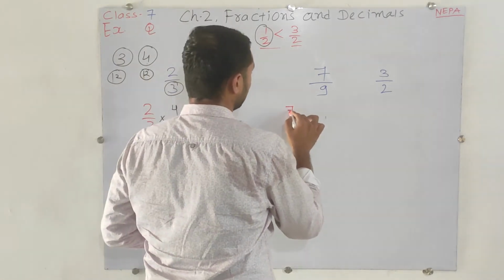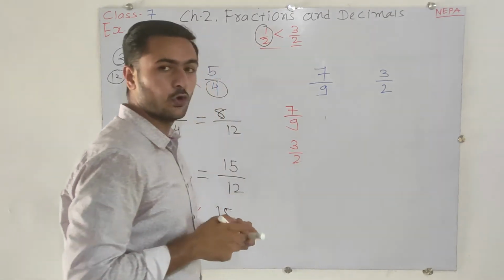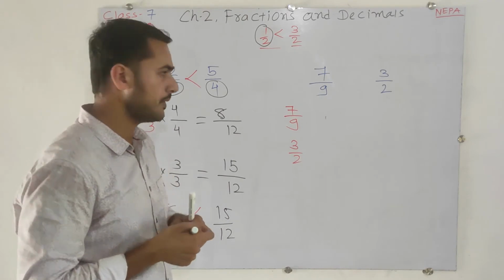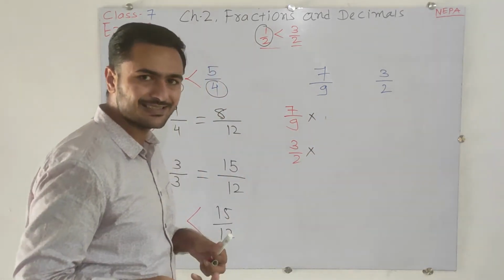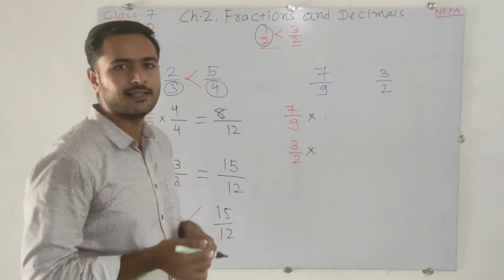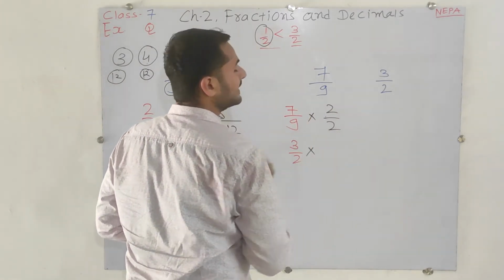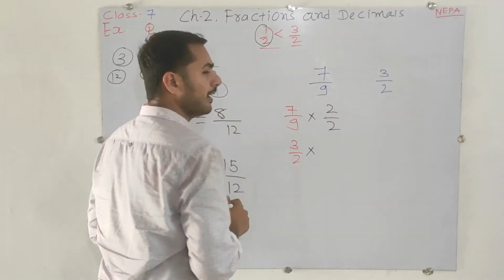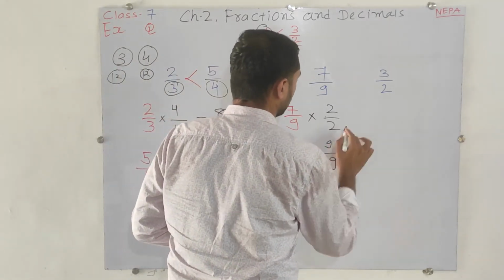Here is 7 upon 9 and 3 by 2. Okay. So as I told you, we will multiply and divide with the same numbers. But by which number? That depends on the LCM. So here 9 and 2, LCM is 18. So I will multiply with 2 and 2, because 9 2s are 18, and here I will multiply with 9, because 2 9s are 18, so 9 upon 9, like this.